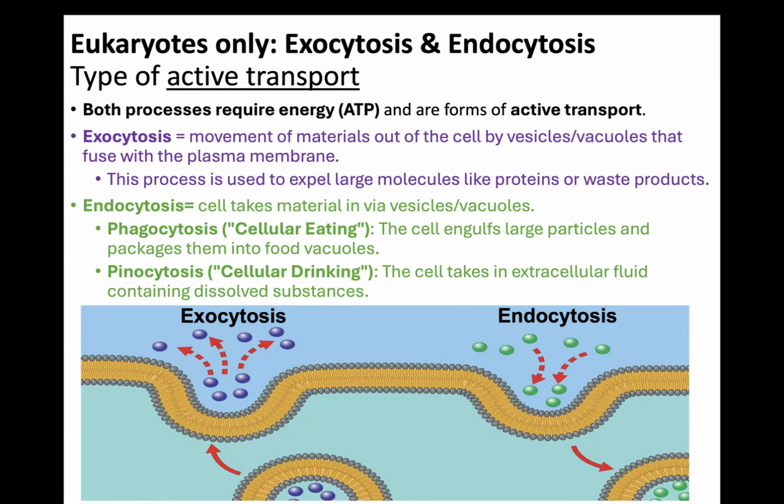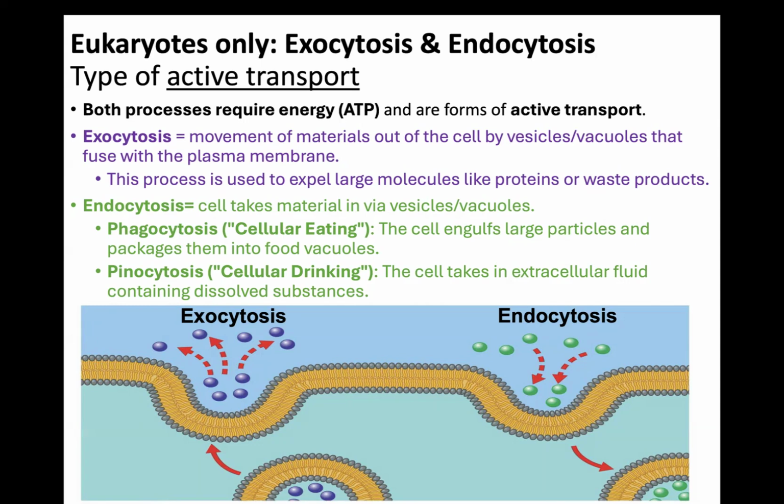So exocytosis is how cells release large molecules or waste products. So things like hormones, neurotransmitters. So it's removing, exiting large molecules. So, for example, insulin is released from pancreatic cells by exocytosis.